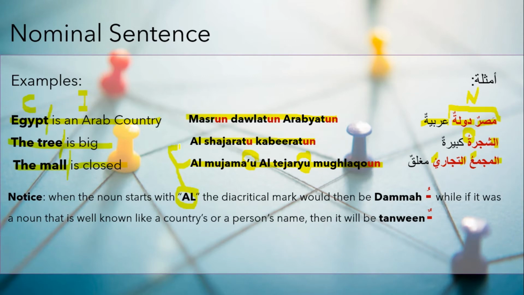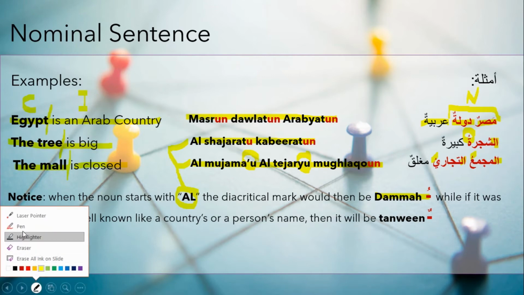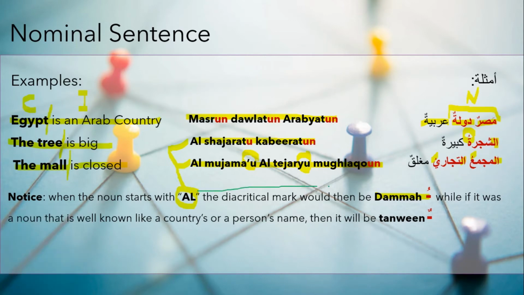will be dhamma, as you can see here, al-mujamma', al-shajaratu. I'm using dhamma at the last letter of the word. But again, if we are using a well-known name, country, or a person name, we will put tanween al-dhamm. As you can see here, al, like ash-shajaratu al-mujamma', and dhamma will be the diacritical mark used for this word.